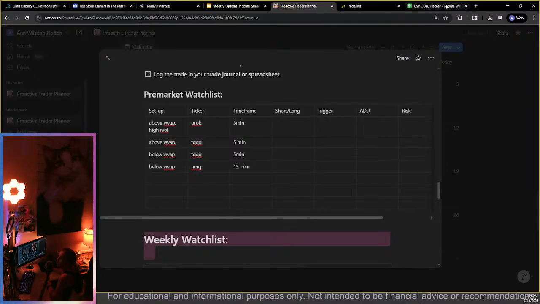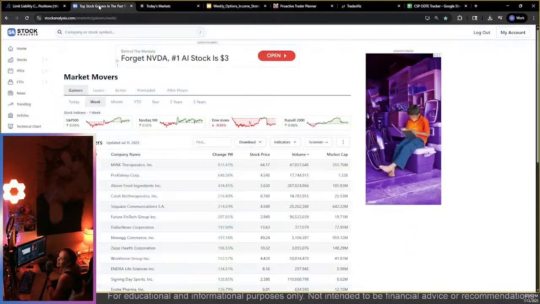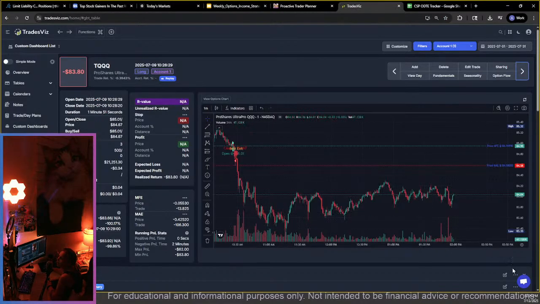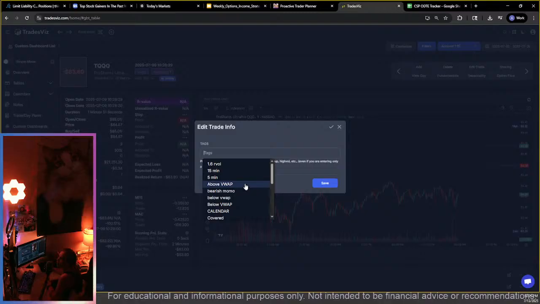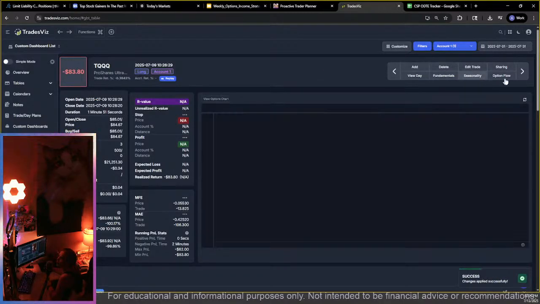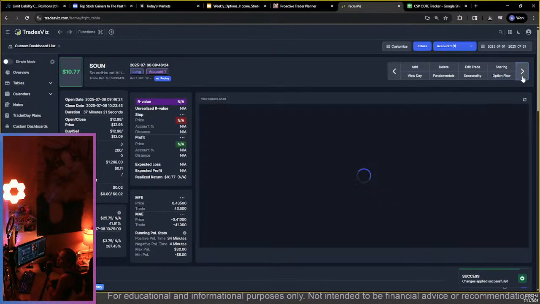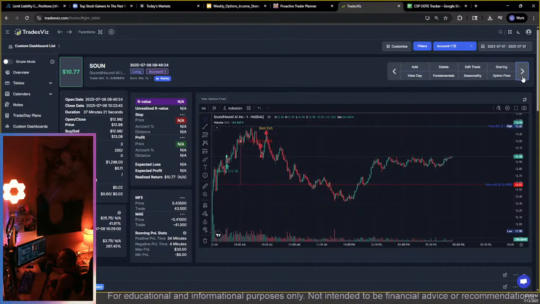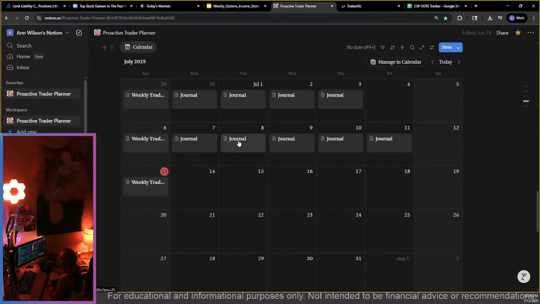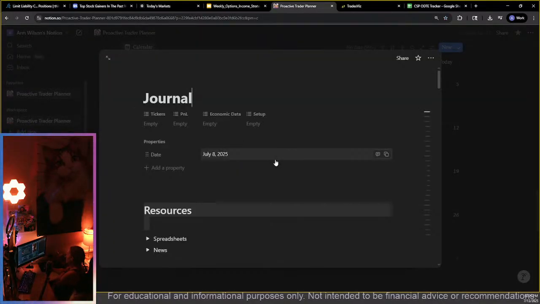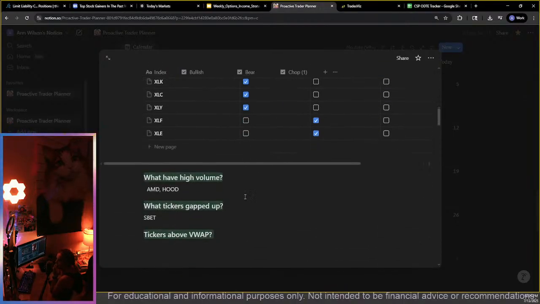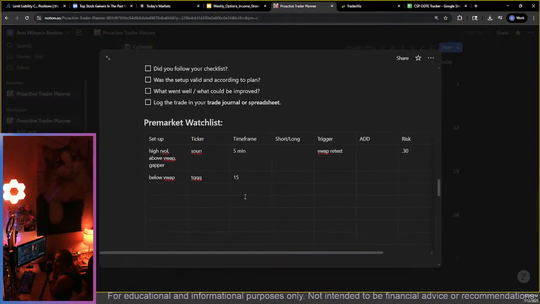That was above VWAP. Okay. So this is on the 8th. I'm writing them down. That's good. That's change from before. Right, high RVOL above VWAP, but it was a gapper.